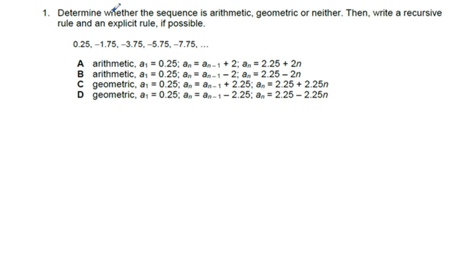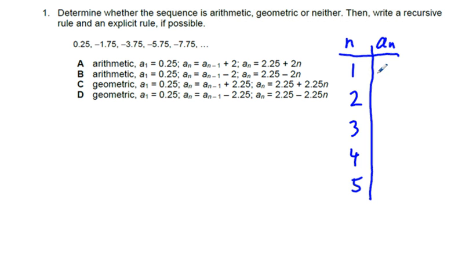Determine whether the sequence is arithmetic, geometric, or neither. Then write a recursive rule and an explicit rule if possible. Well, the first term we have is 0.25, then negative 1.75. So one way to organize this is to just simply write this as a sub n, sort of an arrangement. So we have 1, 2, 3, 4, 5 terms. So 1, 2, 3, 4, 5.